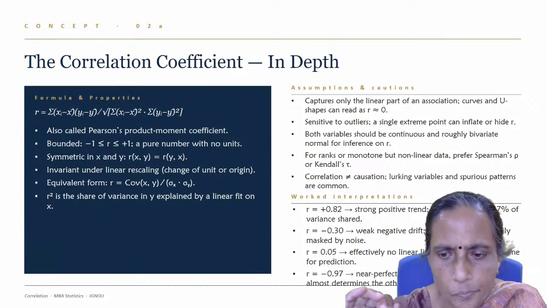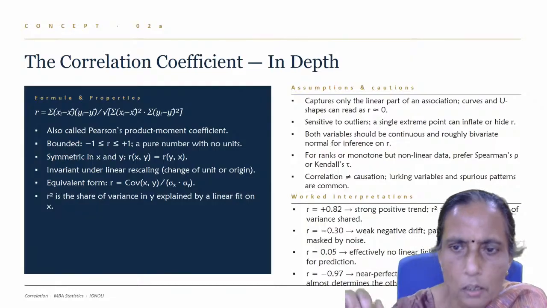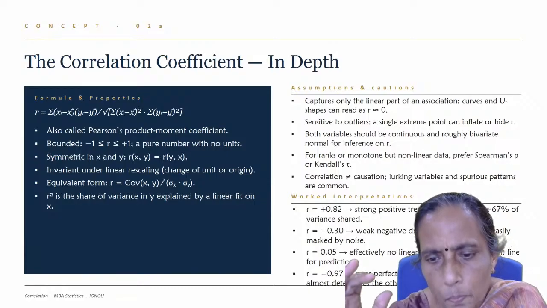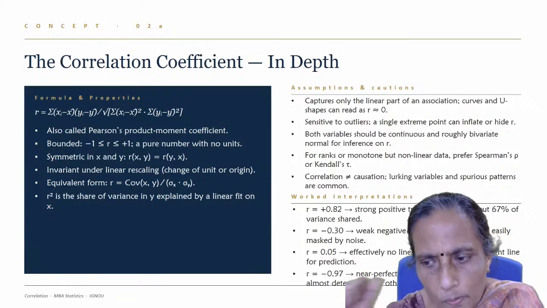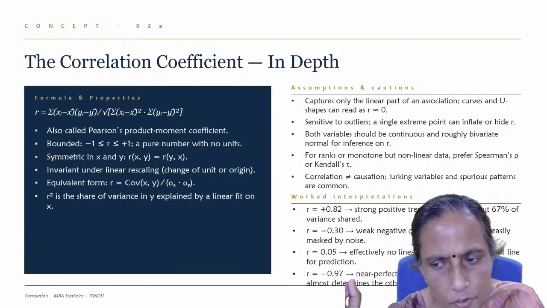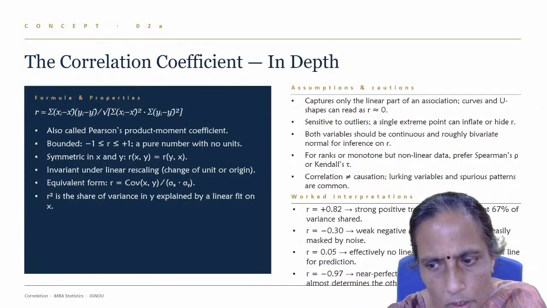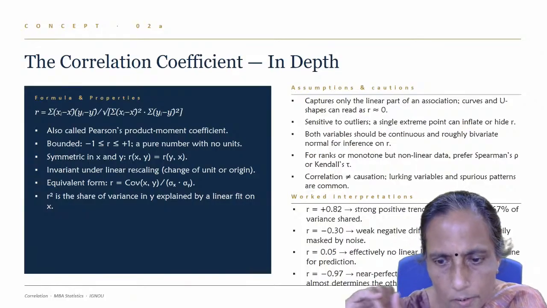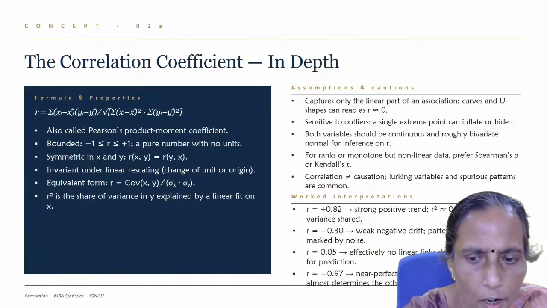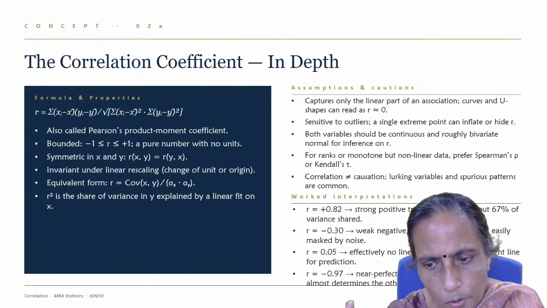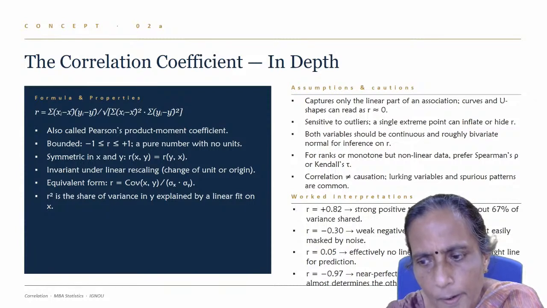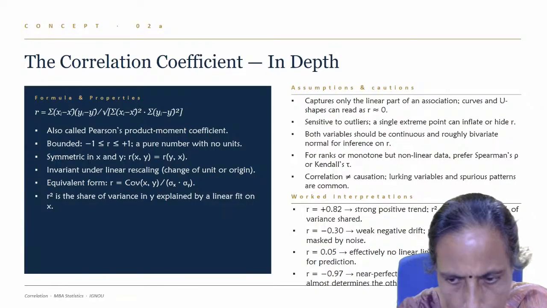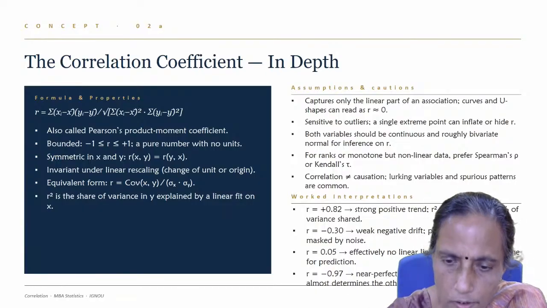Now the interpretation that you may make with your correlation coefficient. Suppose your r is +0.82, then it is a strong positive trend. r square is equal to 0.67 in that case, and about 67% of variance is shared. Similarly, if r is equal to -0.30, then it is a weak negative drift, a pattern that is real but easily masked by noise, because the value is very weak, 0.30.